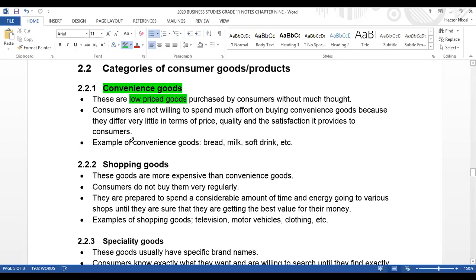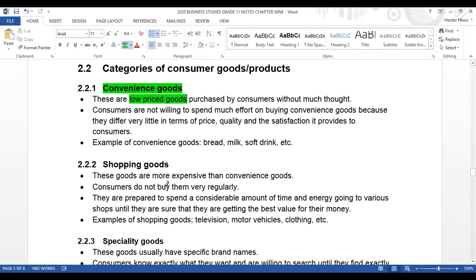For example, of convenience goods, your bread, milk, soft drinks. Those will be classified as your convenience goods because they are low-priced goods. Basically, you can get them at any time, and you can just afford these goods. So it is very important to know these types of goods, grade 11s.